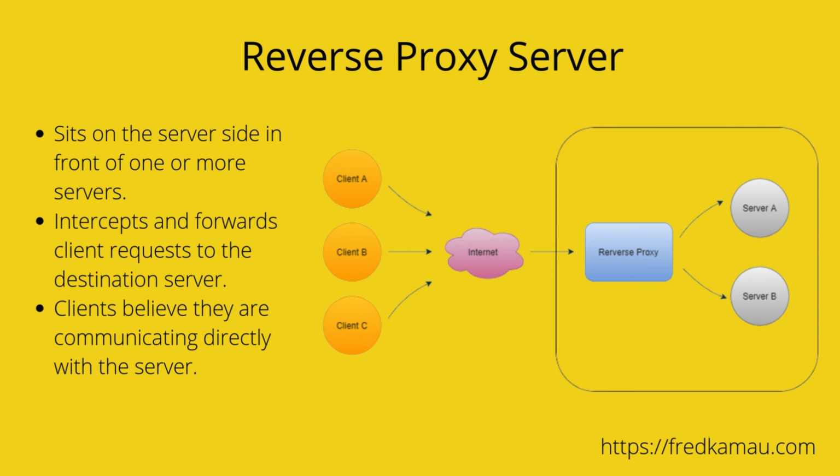On the other hand, a reverse proxy server sits on the server side. When a client makes a request to, for example, google.com, the request is first intercepted by a reverse proxy, which forwards it to one of their servers, which processes the request and sends the response back to the reverse proxy, which is then forwarded back to the client. The client in this scenario believes that they are communicating directly with the server, which is not true.